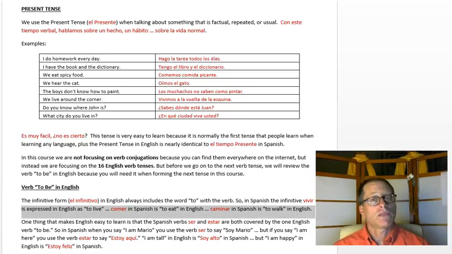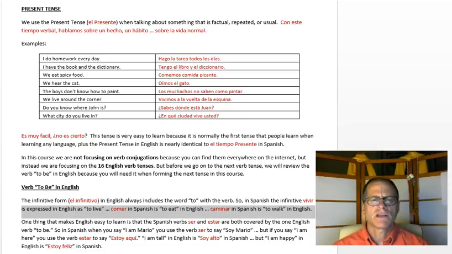We live around the corner. Vivimos a la vuelta de la esquina. Do you know where John is? ¿Sabes dónde está Juan? What city do you live in? ¿En qué ciudad vive usted? Es muy fácil, ¿no es cierto?